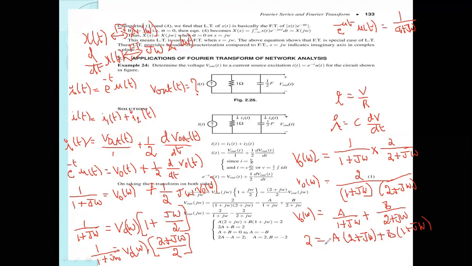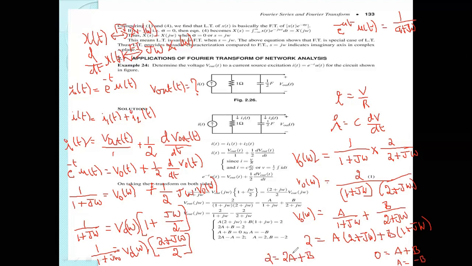So compare the left hand side and the right hand side equations. When you compare the constants, 2 is equal to 2A plus B. And you can compare the j omega coefficients: 0 is equal to A plus B. So A is equal to minus B, or B is equal to minus A. Let us take A is equal to minus B.